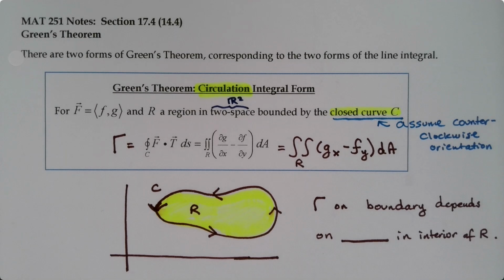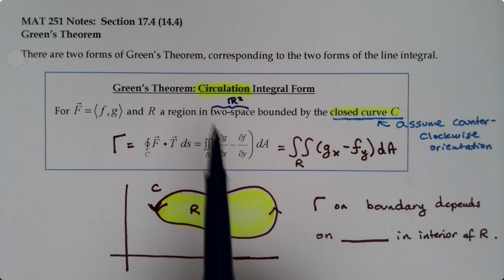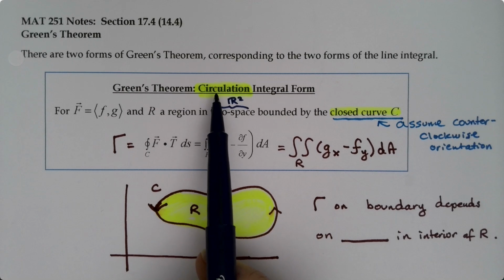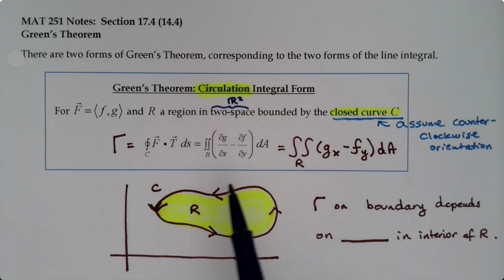In this section, we have a very important theorem called Green's theorem. Now, there are going to be two forms of Green's theorem that correspond to the two forms of the line integral we saw. There's a circulation Green's theorem and a flux Green's theorem. Now, we're going to look at the circulation one first.